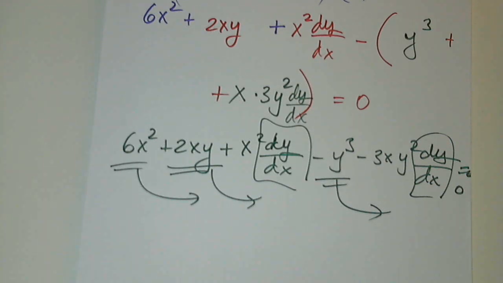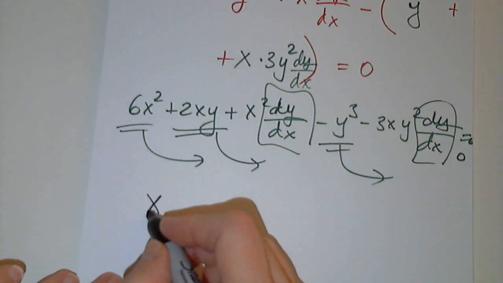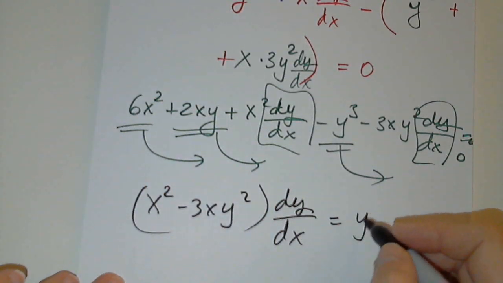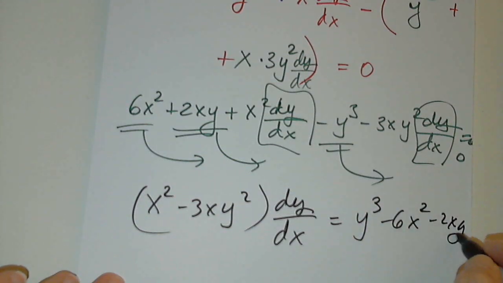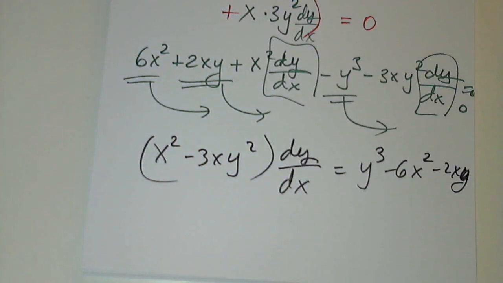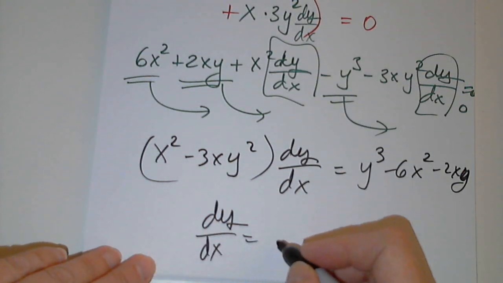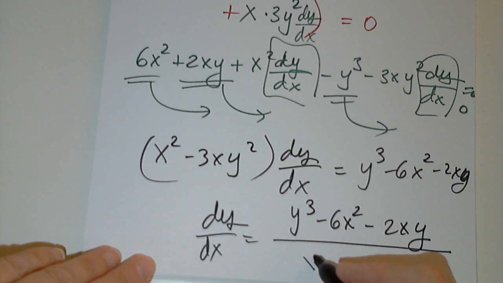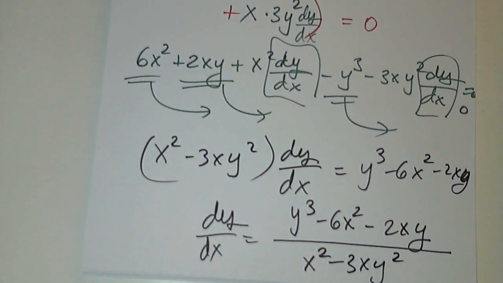Now, this is basically a linear equation in dy over dx. Not a big deal. So x squared minus 3xy squared dy over dx equals y cubed minus 6x squared minus 2xy. You can arrange them in the order you like. I just don't like having a negative leading coefficient. But it doesn't really matter here. And finally, we divide both sides by the coefficient of dy over dx. To get dy over dx, we get y cubed minus 6x squared minus 2xy over x squared minus 3xy squared.